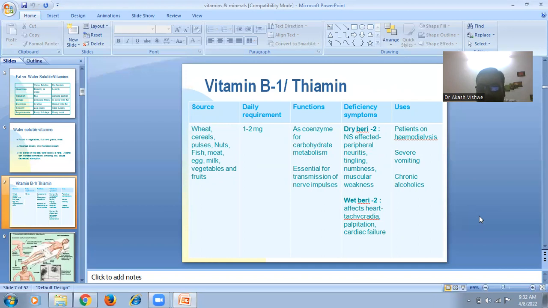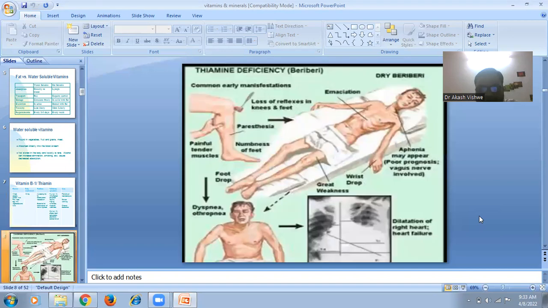Now at last, about the uses of thiamine. It can be used in patients on hemodialysis, in the condition of severe vomiting, and in chronic alcoholics. Here is a diagram showing the condition of a patient suffering with beriberi. As we can see, it is a diagram of a patient suffering with dry beriberi.